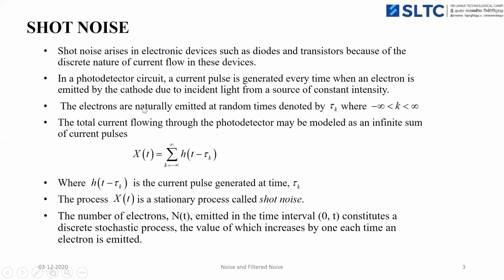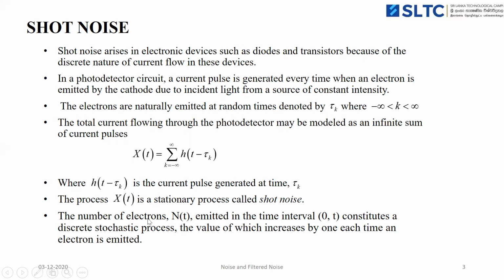From the photodetector, the electrons are emitted at random times, denoted by tau k, where k varies from minus infinity to plus infinity. Then the total current flow in the photodetector is calculated by adding the infinite sum of current pulses. That is, x of t equals summation over k from minus infinity to plus infinity of h of t minus tau k, where h of t minus tau k is the current pulse generated at every time tau k. So this random process x of t is a stationary random process, and it is also called shot noise.